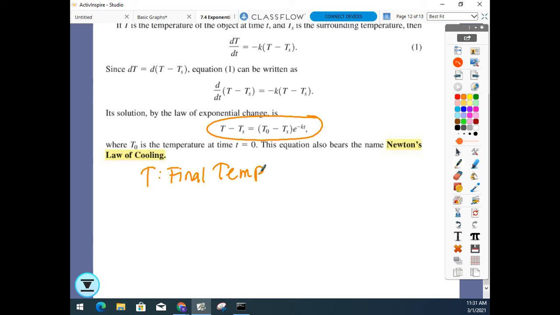So think about like if you pull a pizza out of the oven, this would measure after so many minutes what's the actual temperature of the pizza. So this is your final temp. T sub S is the surrounding, S for surrounding temperature. So if you pull that pizza out, what's the temperature in your kitchen? T sub 0. What's always sub 0? The initial.